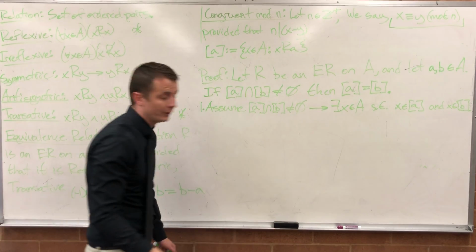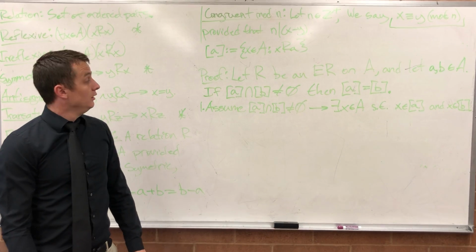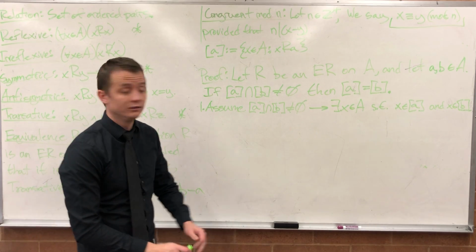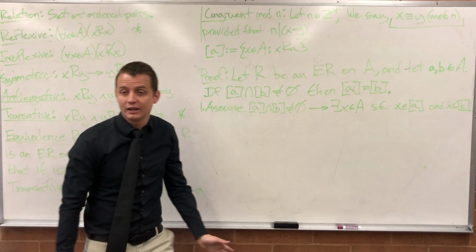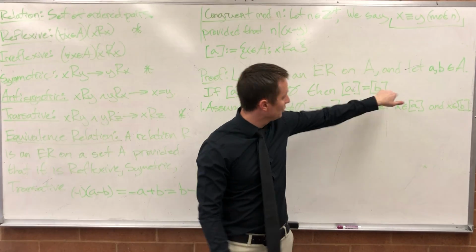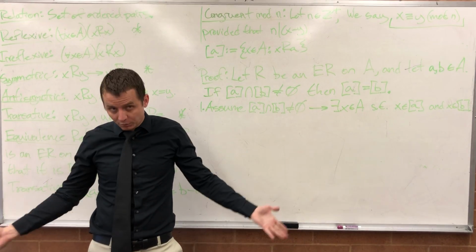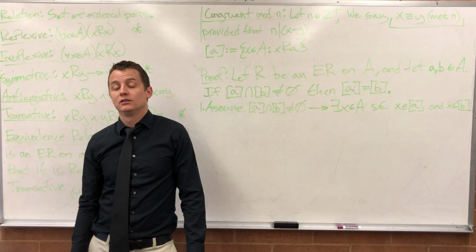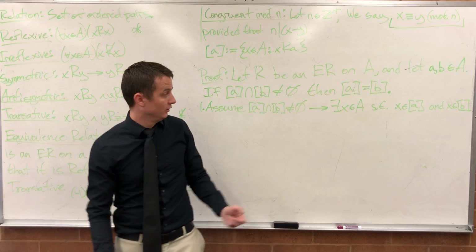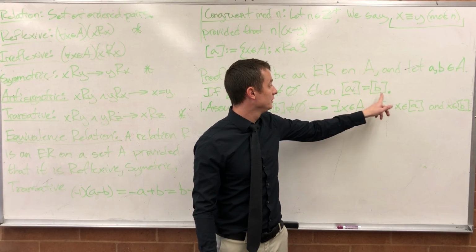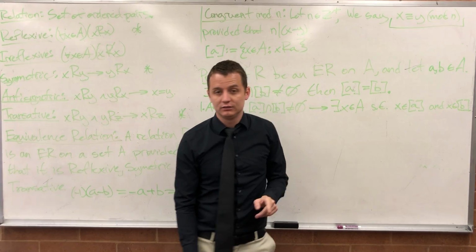Okay, now what are we trying to prove? Here's what we're trying to prove: that their equivalence classes are the same, or in other words, that this set is equal to this set. How do we prove two sets are equal? Show that they're subsets of each other. It's always the same pattern. Grab something random out of there, show it's in there.